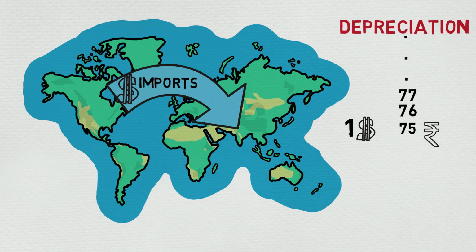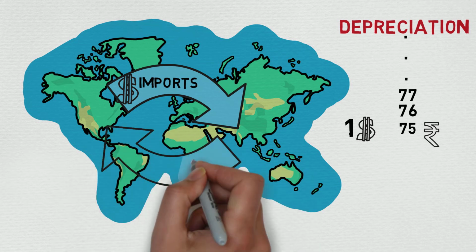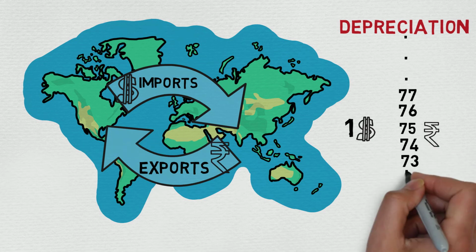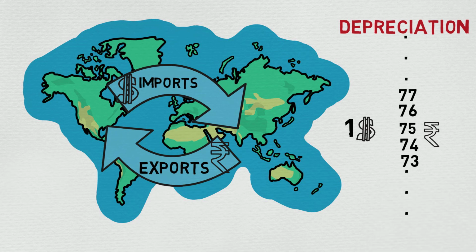On the other hand, if there is an increasing demand for Indian goods and services in the US market, then the USA will need more rupees to pay for goods exported out from India. So rupee strengthens, price of dollar decreases. This increase in the value of rupee is known as appreciation.